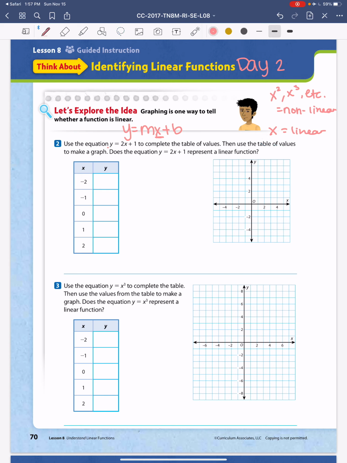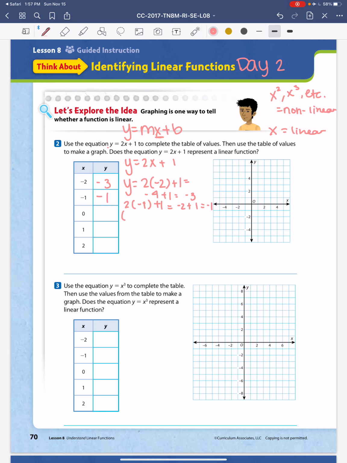Alright, so again, our equation is y equals 2x plus 1. So we just plug in our input values and figure out what we're going to get for our output. So y is going to equal 2 times negative 2 plus 1. Well, 2 times negative 2 is negative 4, plus 1 is negative 3. Same for the next one. y equals 2 times negative 1 plus 1. That's negative 2 plus 1, which is negative 1.